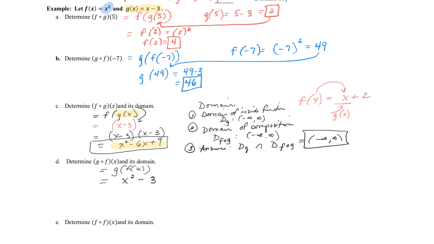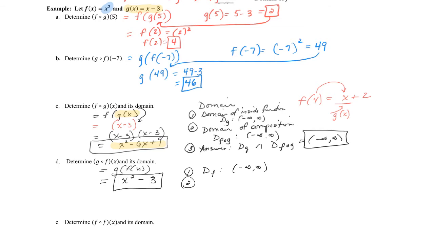And all I've done is I've taken the f of x function, which was x squared, and in g of x, in place of x, I put x squared for x. Okay, and that is simplified, so there's nothing else I can do. So my final answer then is x squared minus 3. Now again, when I'm looking at the domain, I'm going to start with the domain of the inside. So the domain of the inside is f. Since f of x is x squared, that's a quadratic, which of course the domain is negative infinity to infinity.